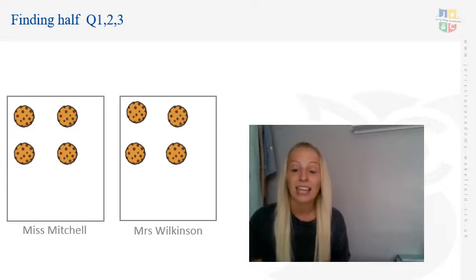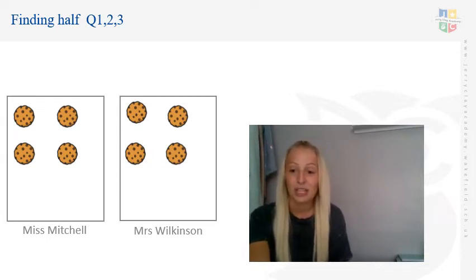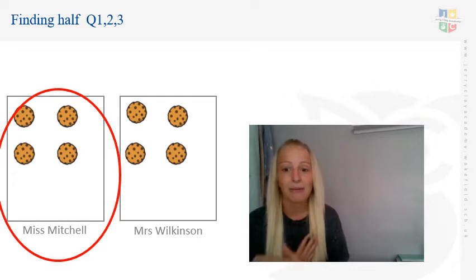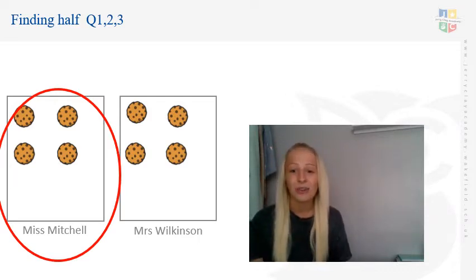There are 2 parts and they are both equal because they both have the same amount of cookies in them. And finally, because I'm only looking at 1/2, I only want to look at one of the 2 parts, so one of the groups or one of the plates. I can look at any one. I'm going to look at mine. In my group, I have 4 cookies, so half of 8 would be 4.